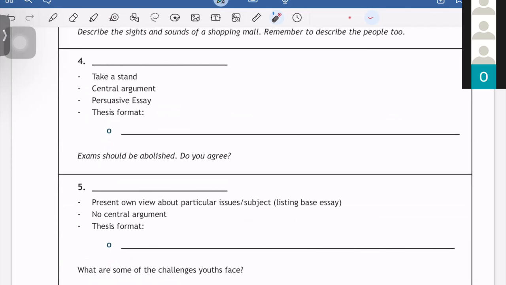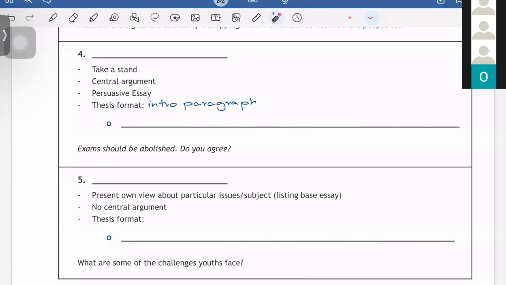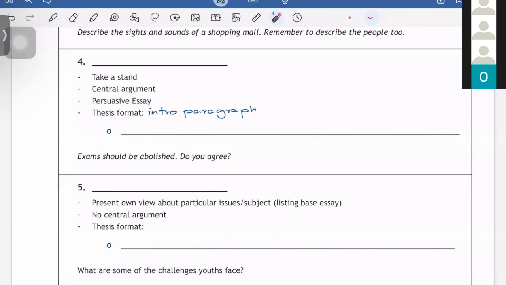Number 4. For this essay type, you have to take a stand. There is a central argument. You are persuading as well. And there is a thesis format in your introduction paragraph. An example of this type of question would be, exams should be abolished. Do you agree? What essay type is this? This is argumentative. Good.